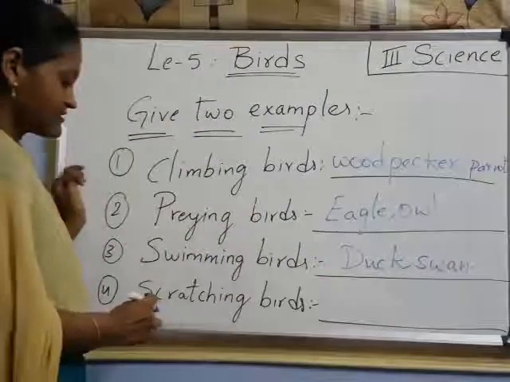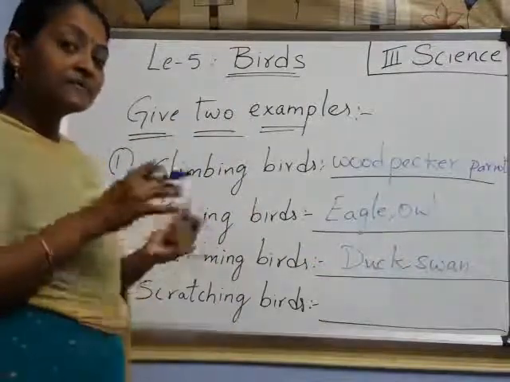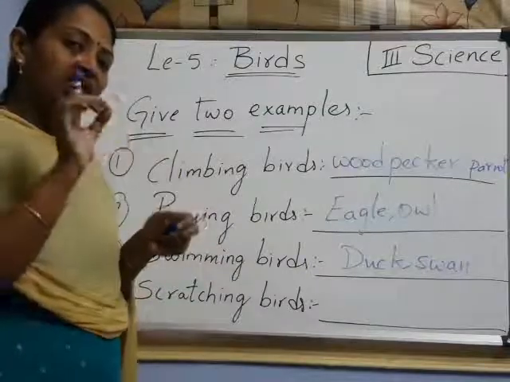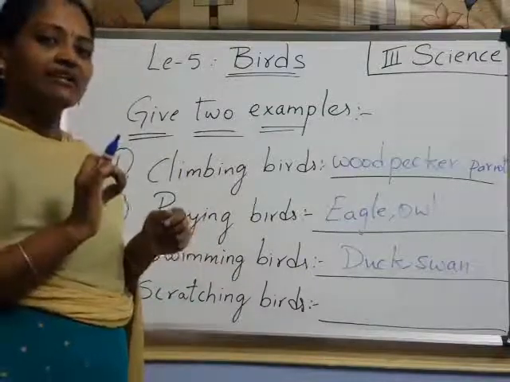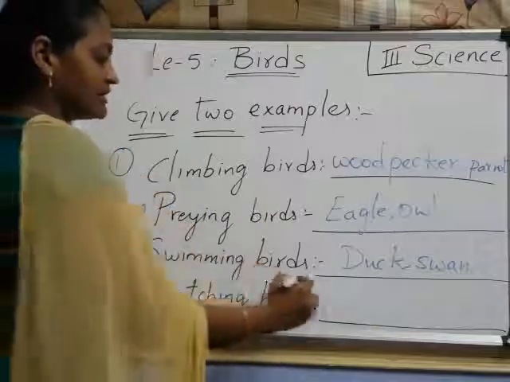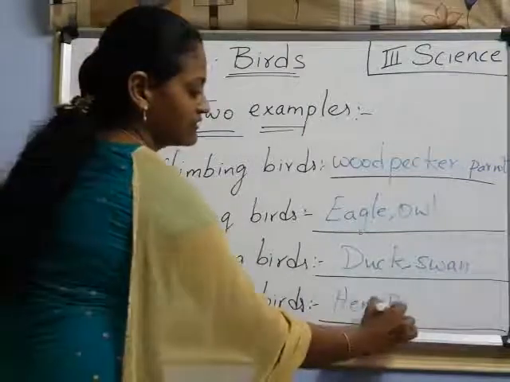Okay. Next, scratching. Scratching means like this. They are scratching the ground. The birds, with the help of their feet and claws, scratch the ground and pick the insects and eat those. Which birds are scratching the ground, I said? Yes, hen, right? And also peacock, right?